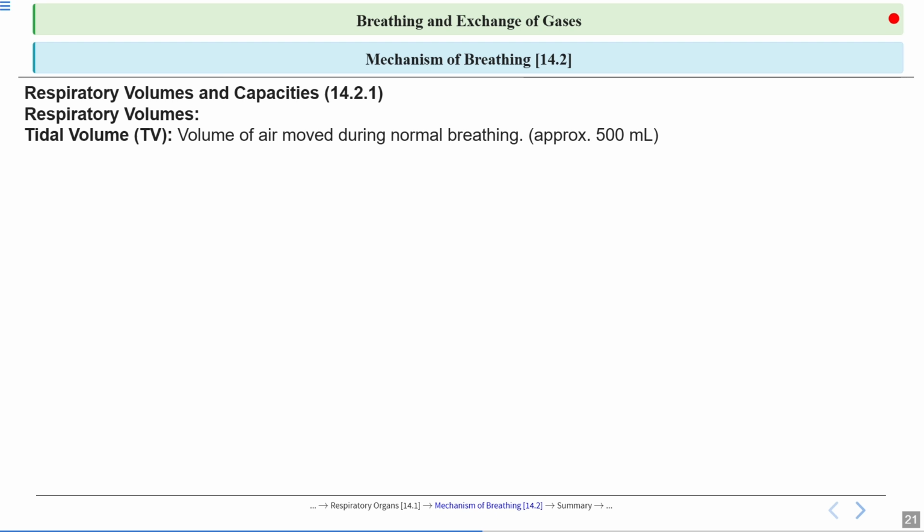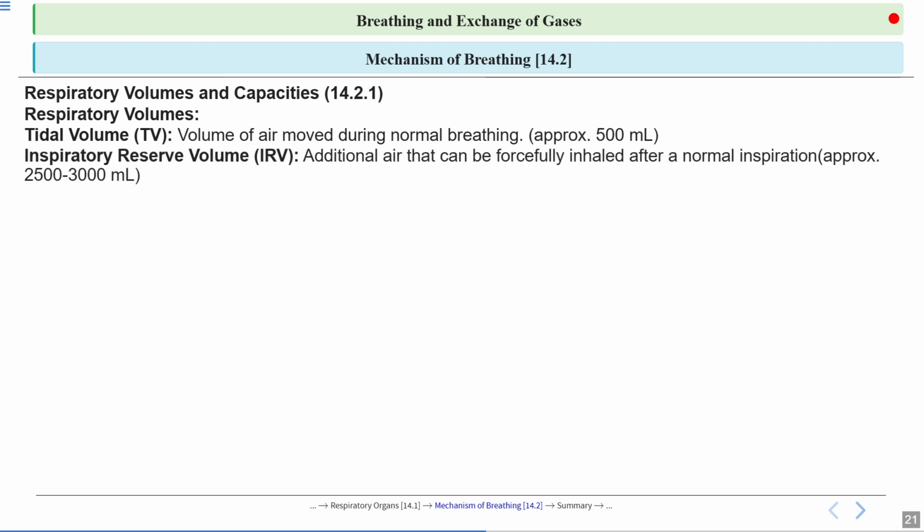So, you should remember these digits also. Clear? You should remember the volume also. How much is tidal volume? What is the tidal volume? Clear? The next is inspiratory reserve volume. This is the additional air that can be forcefully inhaled after a normal inspiration. This is approximately 2500 to 3000 ml.